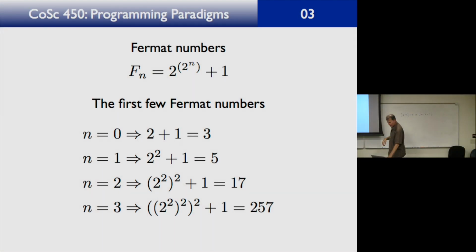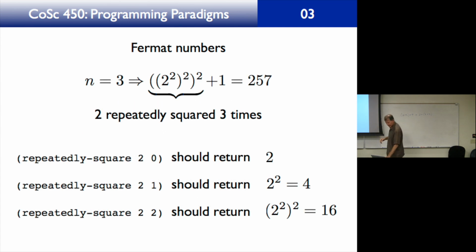Let's go back here. What do you notice about 3, 5, 17, and 257? They are all prime numbers. Yeah, 3 is prime, 5 is prime, 17. If you try to factor 257, you can't do it. That's an interesting observation. We'll say more about that in a minute. So if we had this repeatedly square, all we'd have to do is add 1 to it, and that would give us our Fermat number.